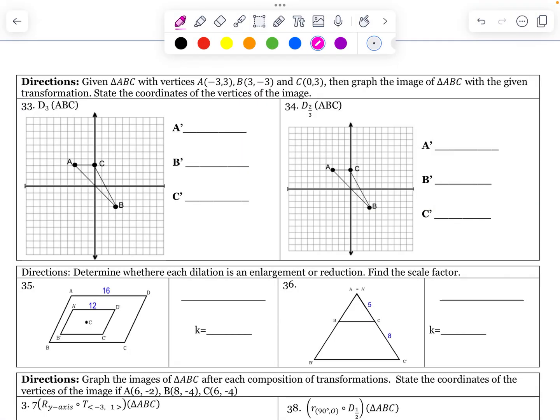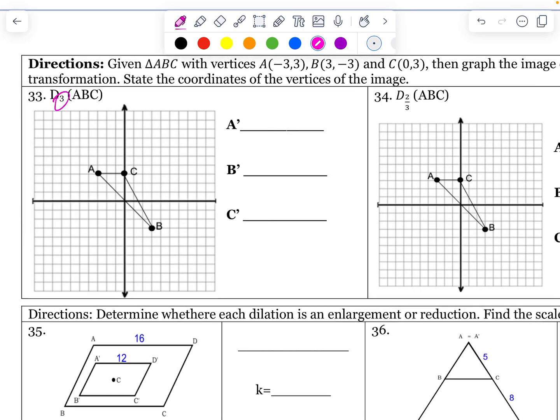We are still on chapter 4 study guide. So we are dilating by a scale factor of 3, y'all. So this should be an enlargement by a scale factor of 3, which means I'm just multiplying every single one of these points by 3. So that's going to be (-9, 9), (9, 9), and (0, 9). Lots of 9s. Make sure that your points have parentheses on them.